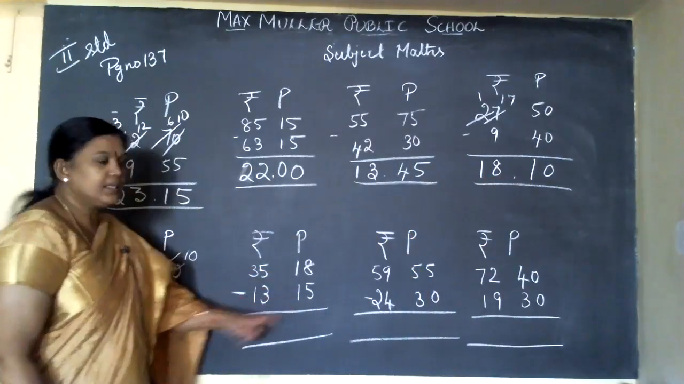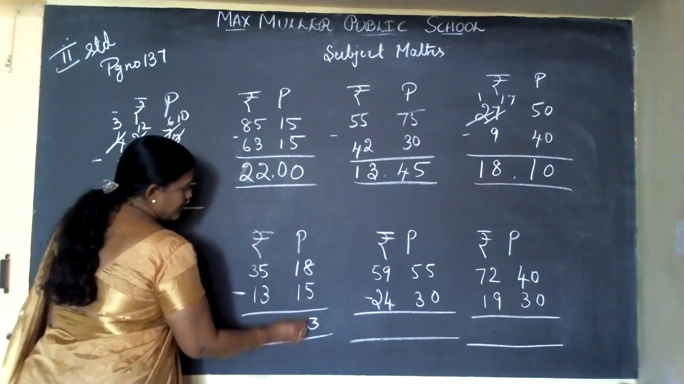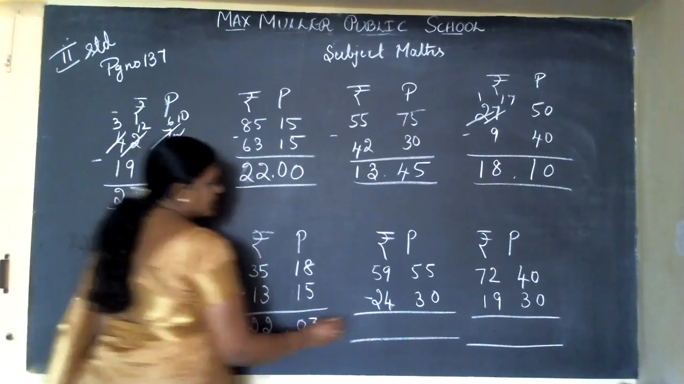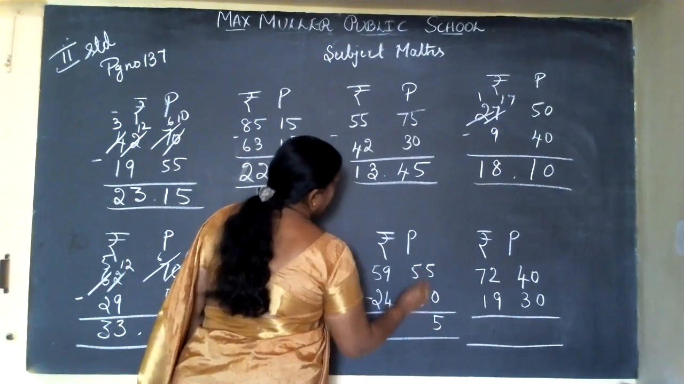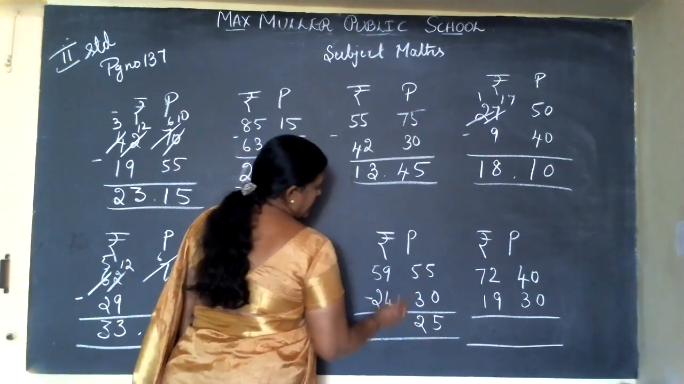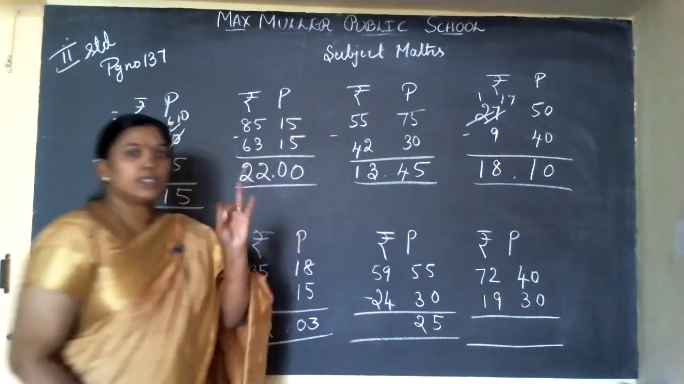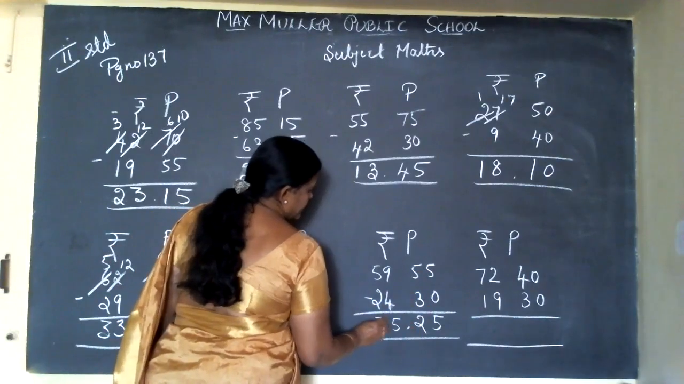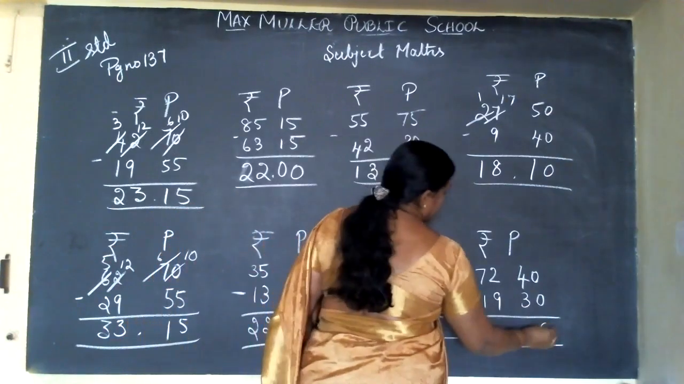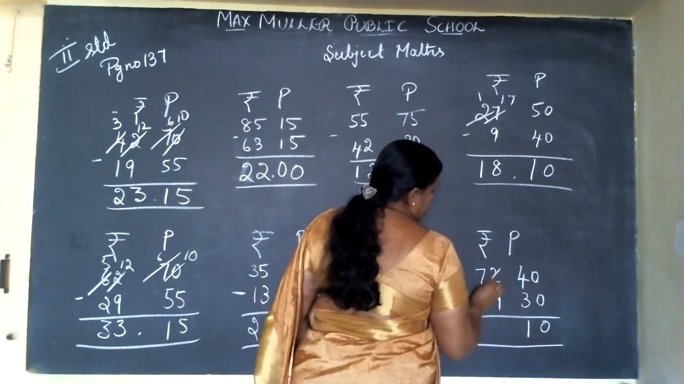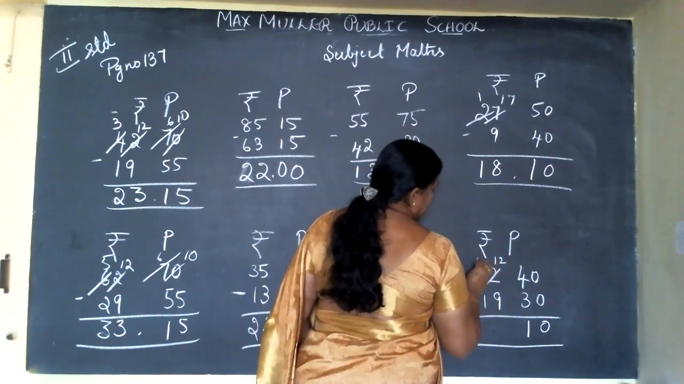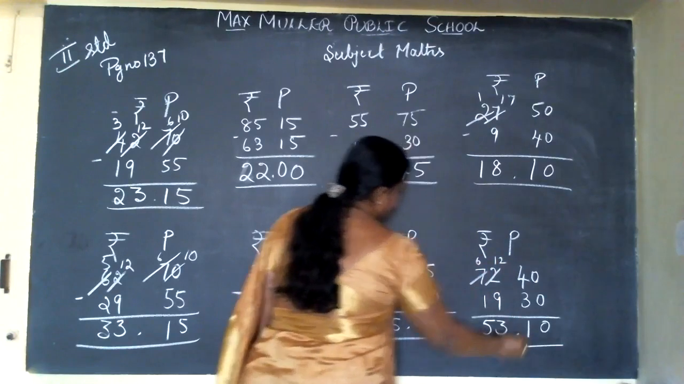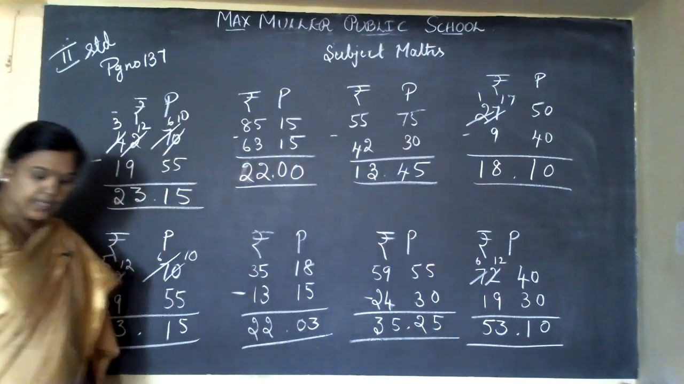Now, 8 minus 5, 3. 1 minus 1, 0. 5 minus 3, 2. 3 minus 1, 2. 5 minus 0, 5. 5 minus 3, 2. 9 minus 4, 5, 6, 7, 8, 9. 5 minus 2, 3. 0 minus 0, 0. 4 minus 3, 1. 12 minus 9, 3. 6 minus 1, 5. Finish it neatly, children. We'll go to last slide.